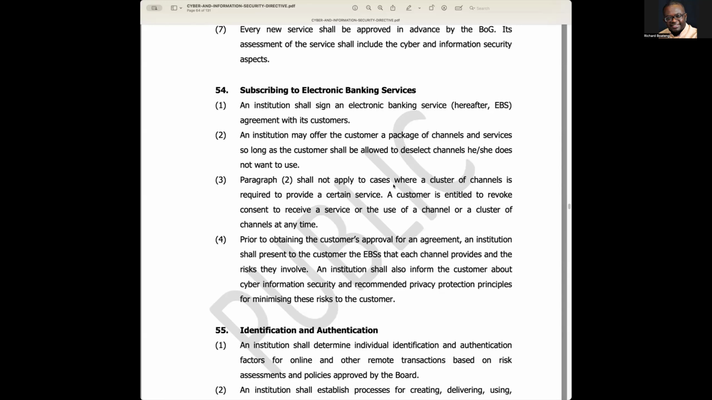Paragraph 2 shall not apply to cases where the cluster of channels is required to provide a certain service. A customer is entitled to revoke the consent to receive a service or use a channel or cluster of channels at any time. Please, this is what can guide you in holding your bank responsible. Because we are supposed to, this is about us.